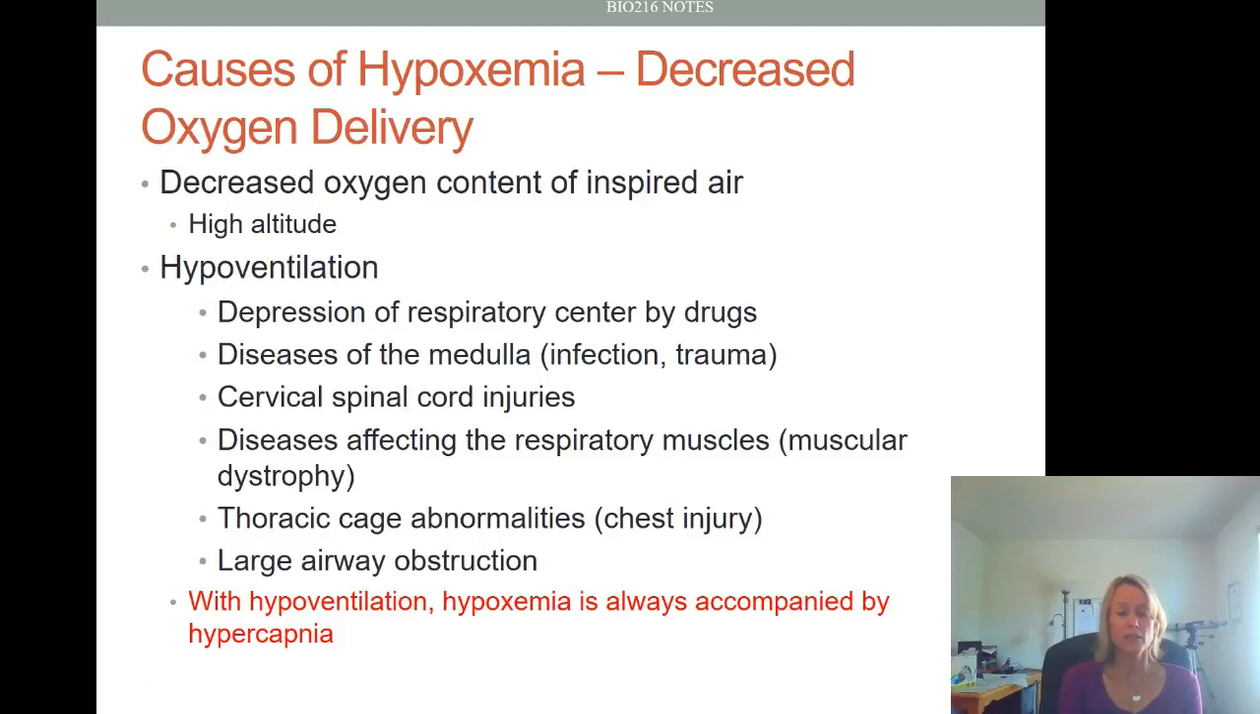Large airway obstruction, you swallow a piece of steak down to your trachea, that would cause hypoventilation.